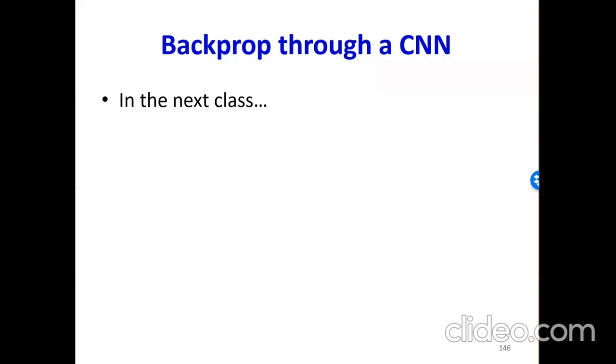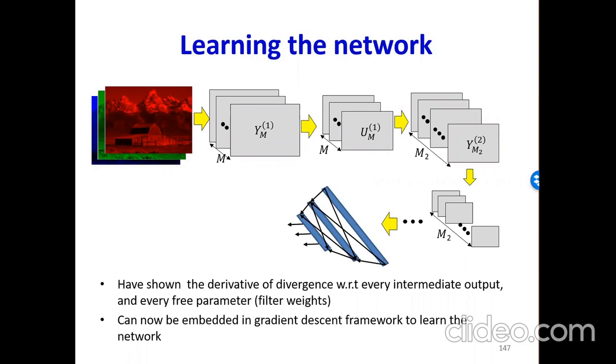And so to summarize, at a high level, we've seen a high level view of how to compute derivatives of the divergence with respect to all intermediate outputs and every feed-forward parameter. I've punted some of this derivation to the next lecture. But then once you get these derivatives, you can embed them into gradient descent. And we'll get into the details of that in the next class.